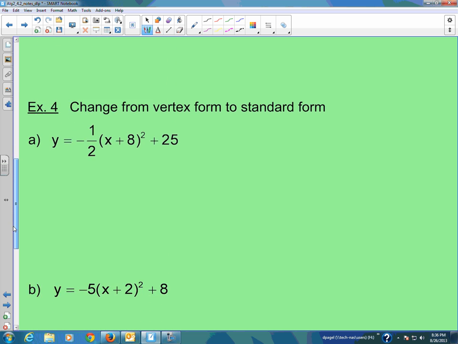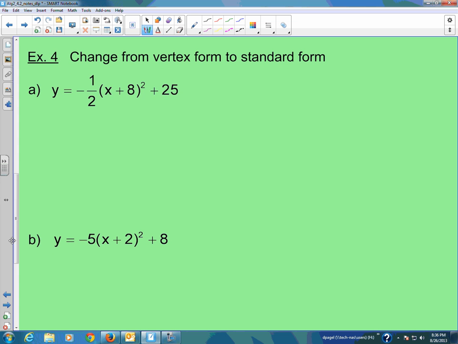All right, what about going from vertex to standard form? Then later on in another section, we'll learn how to go from standard form into vertex and intercept, and that's a little more challenging. We use something called completing the square for that.